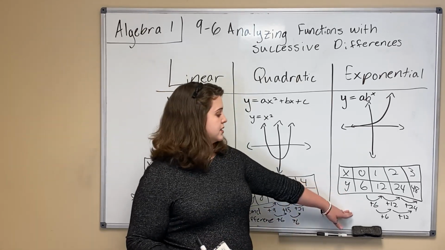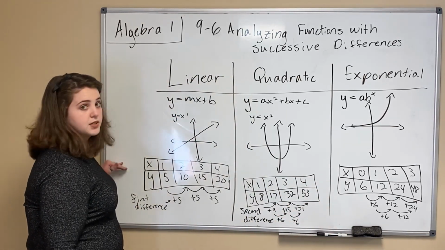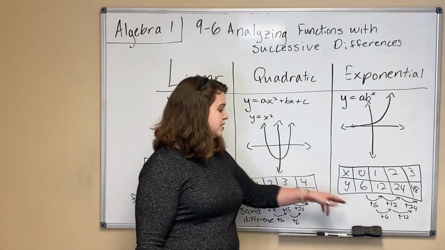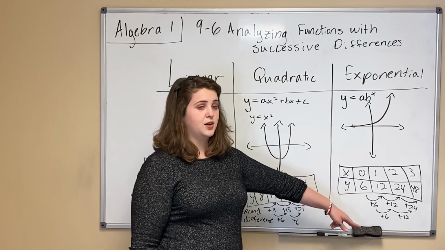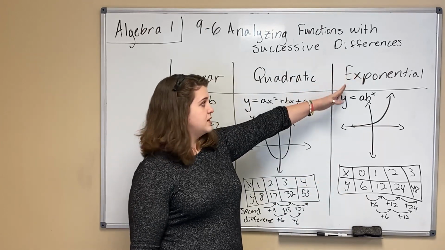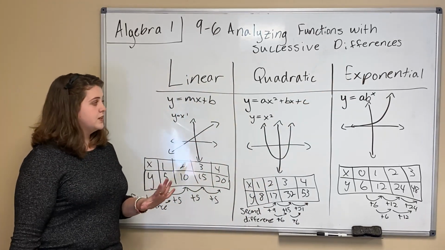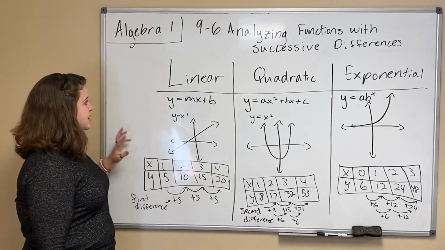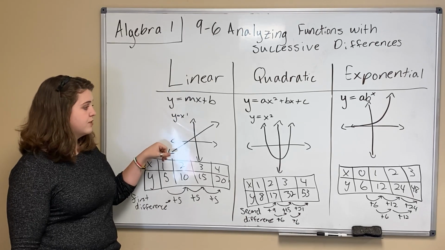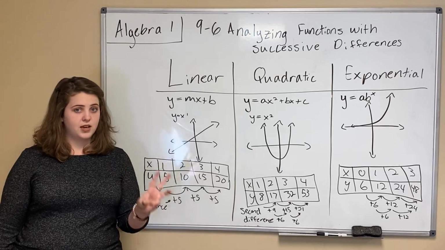So when I look at this, I know that it's not a linear function because the first difference was not a constant rate of change. And I know it's not a quadratic function because the second difference is not a constant rate of change. So I know that it's an exponential function by process of elimination. That's all you need to know for this lesson. You need to be able to recognize based on the equation, based on a graph, and based on a table, whether you have a linear, a quadratic, or an exponential function.